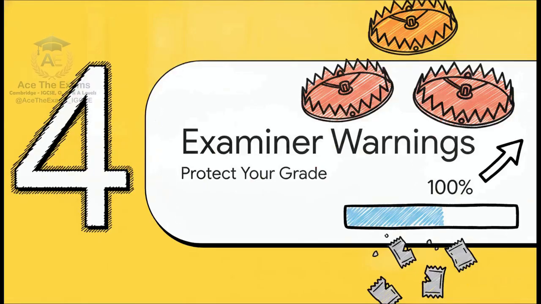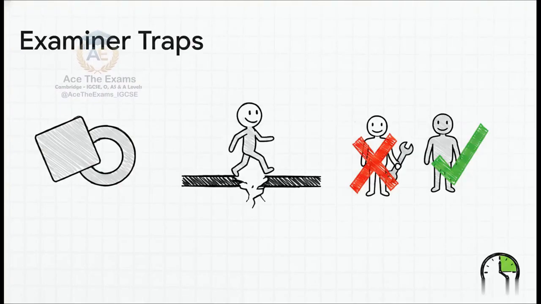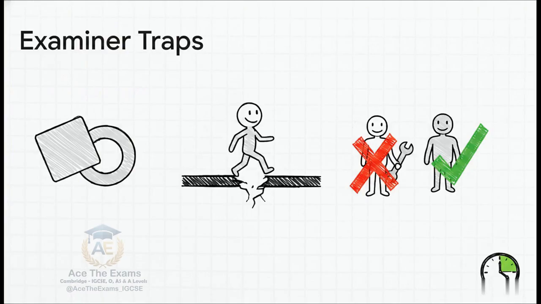Bringing us to our final section, Section 4, Top 3 Examiner Warnings. Let's look directly at the principal examiner reports to reveal exactly how students needlessly throw away marks on this paper. Consider this your final system to protect your grade. Make absolutely sure you avoid these classic traps that catch out thousands of students every year.